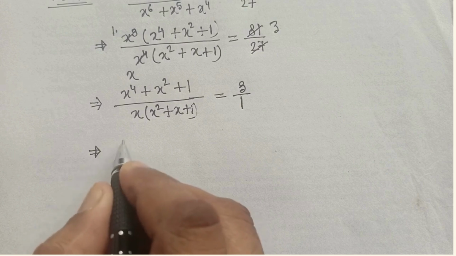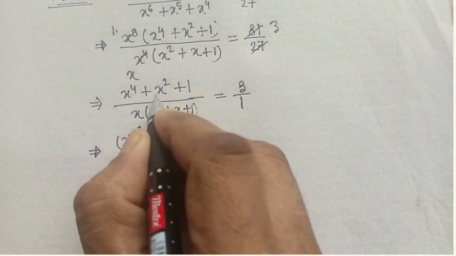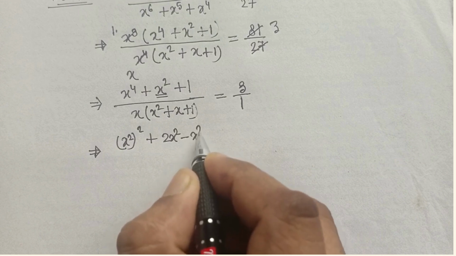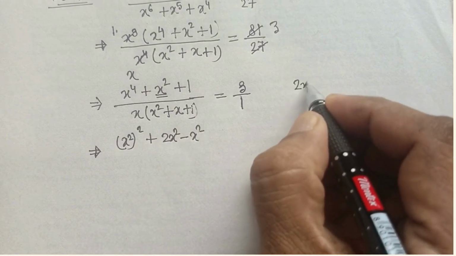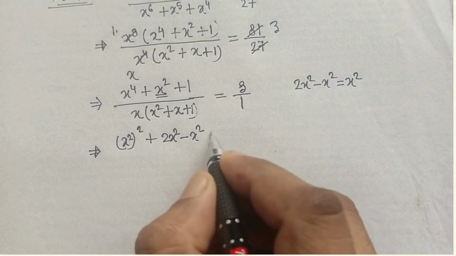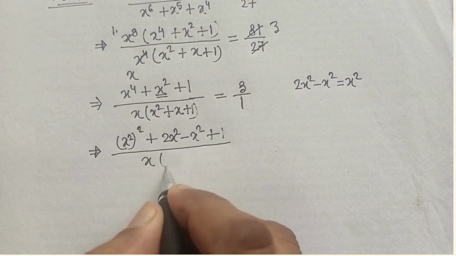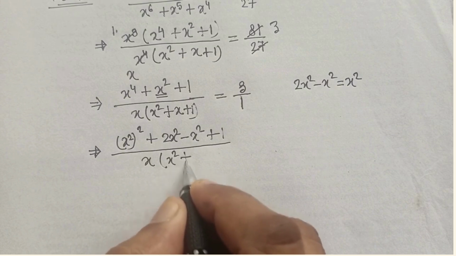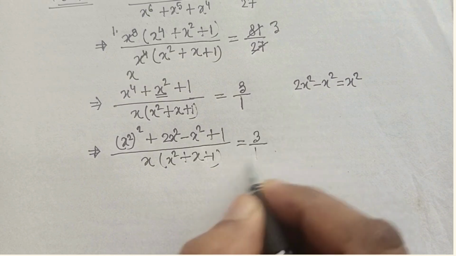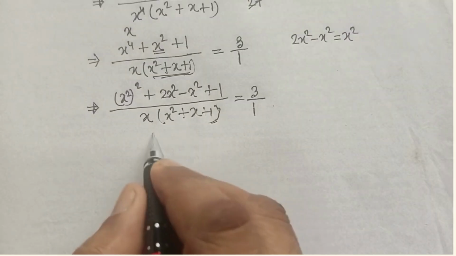Now we can express x^4 as (x^2)^2, and this x^2 can be expressed as 2x^2 minus x^2. Okay, so 2x^2 minus x^2 is equal to (x^2 + 1)/(x(x^2 + x + 1)). So this part will remain the same.